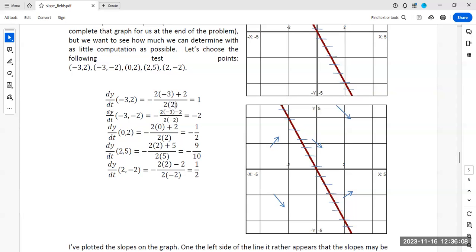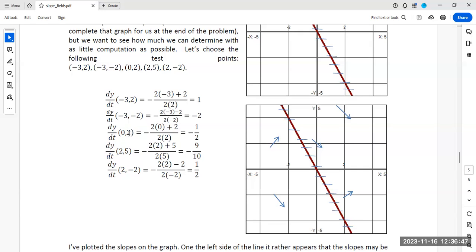I'm going to plug that into my differential equation, which was 2t plus y divided by 2y. And what I'm going to end up with is a slope of 1. So it's positive, pointing up to the right. And if I plug in the -3, -2, which is this guy down here, into that same equation, I'm going to end up with a slope of -2. Again, the exact slope is not really as important when we're just eyeballing it, but we do need the general direction. Is it positive or negative? Is it up to the right or down to the right?